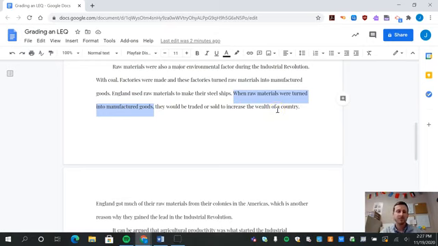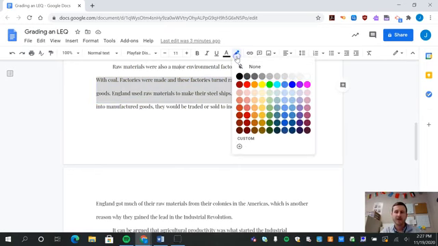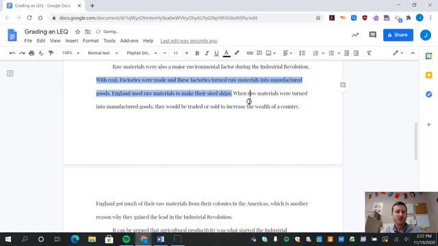We see this continue just building upon. Same thing here, especially for this sentence. I'll highlight it for you. With coal, factories were made, and these factories turned raw materials into manufactured goods. England used raw materials to make their steel ships. And then again, just emphasizing, like, these things are all building upon one another. And when you start to do this sort of writing, and you do it consistently throughout your paragraphs, this is where you're getting not only that first analysis and reasoning point, but the second one as well.